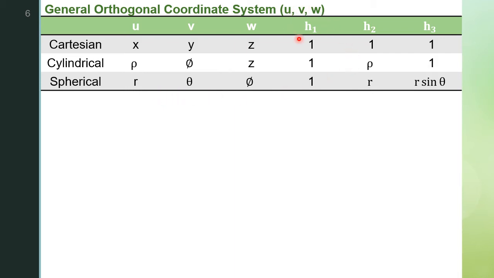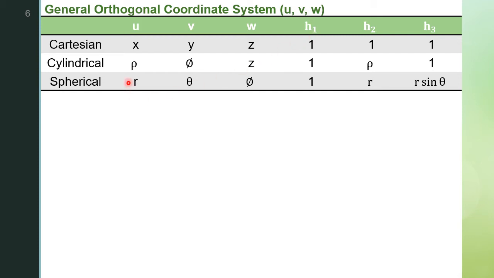Now here I have written H1, H2, H3. It corresponds to the factor that is to be multiplied with UVW so that we can convert angles into the corresponding length in displacement. Because if you want to convert an angle into displacement, you should multiply by some factor like rho or r sin theta or r. So here when you consider Cartesian coordinate system, all the three quantities are already in length. So we don't have to multiply anything else. So the multiplication factor is 1 in all the three cases.